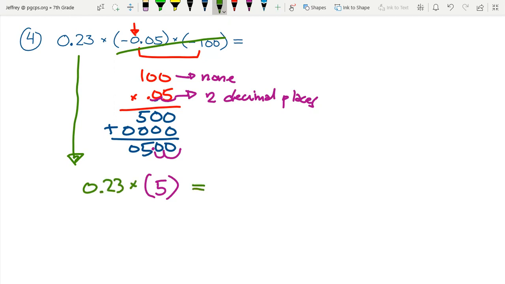Now, if you multiply this 2, both are positives now. Remember, a negative times a negative is a positive. So we have a positive 5. So let's multiply 0.23 times 5.